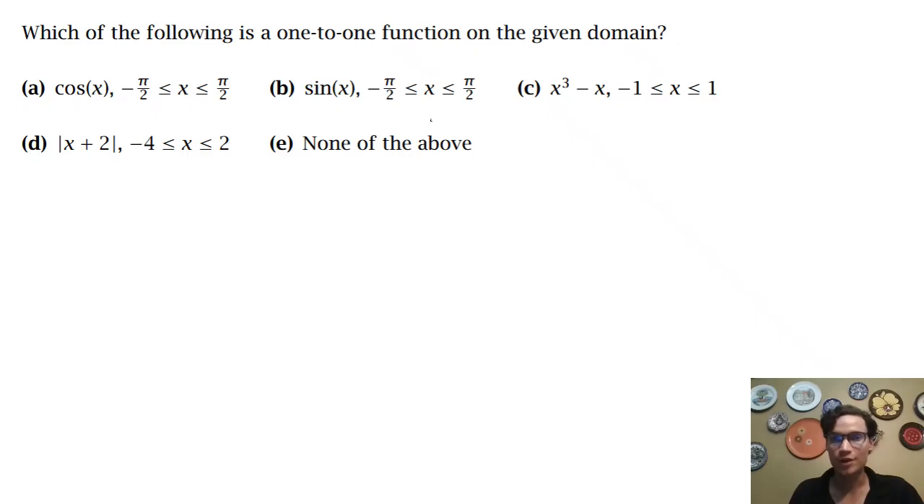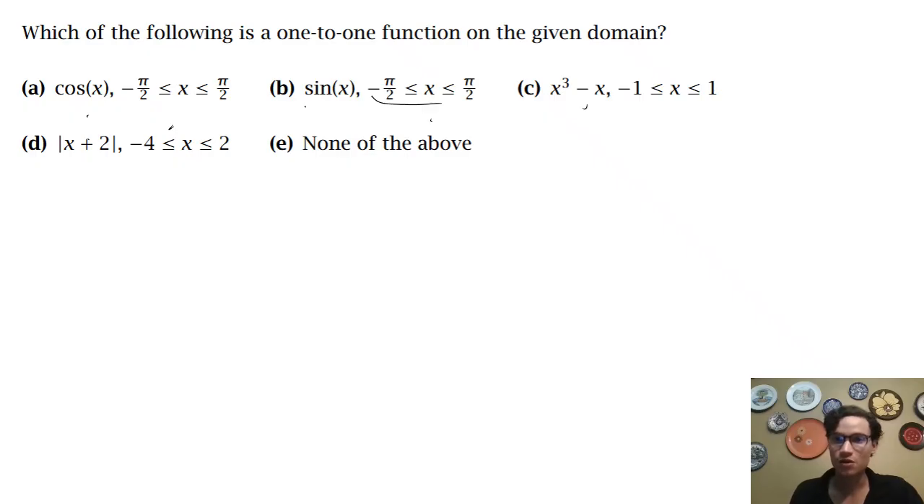The problem is a question: which of the following is a one-to-one function on the given domain? We have 5 different functions, each one with a different domain. So let's do it. But first, what is a one-to-one function?